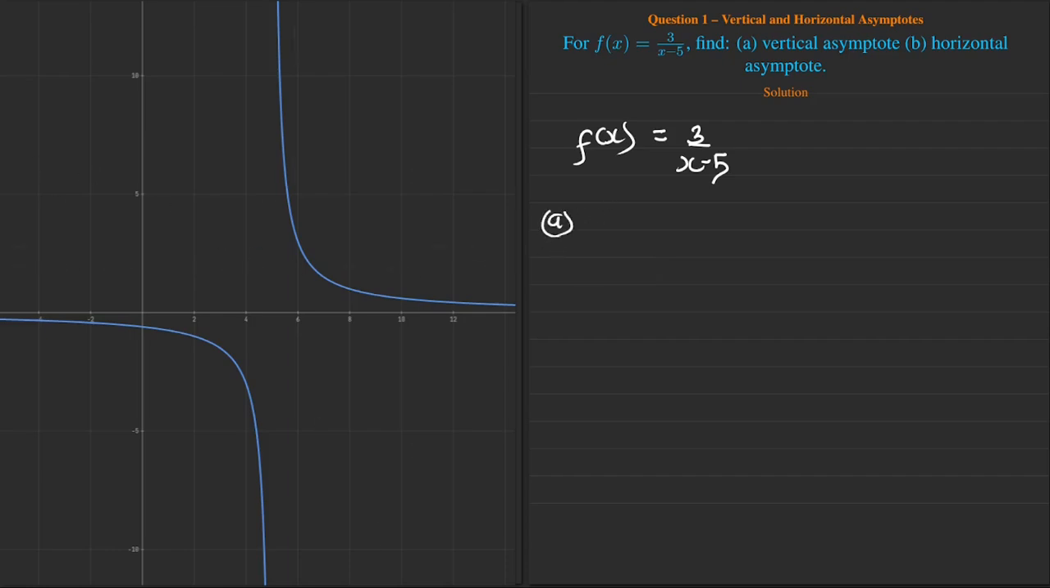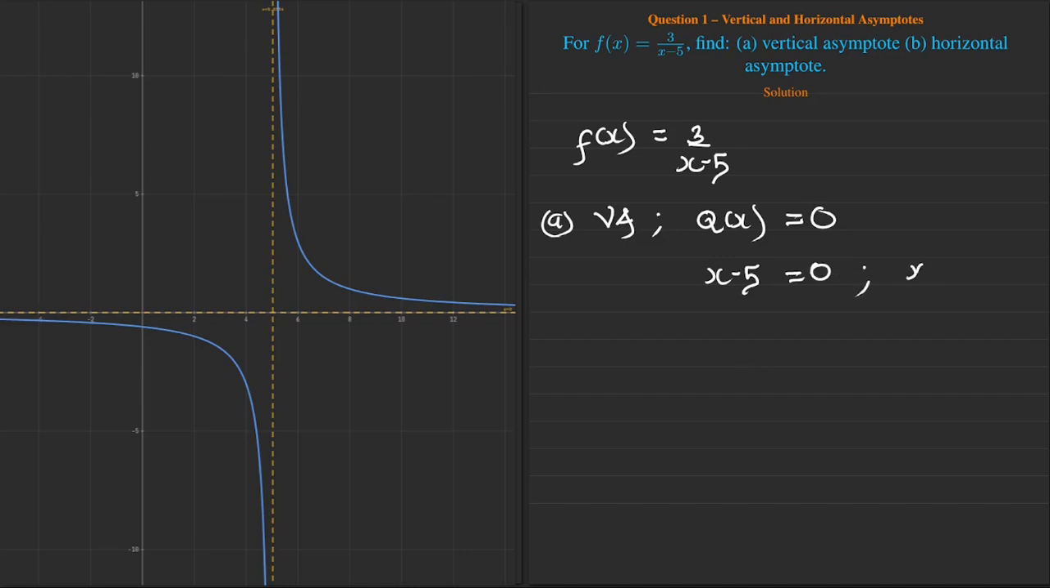So for the vertical asymptote, that is where we check for the denominator being equal to 0. Let's just call it VA. So for VA, the denominator, which is x minus 5, is equated to 0. In this case, there's nothing to factorize, so we just go straightforward. That is to say, x minus 5 is equal to 0. Making x the subject, we have x equal to 5. So the vertical asymptote is simply the line x equals 5.